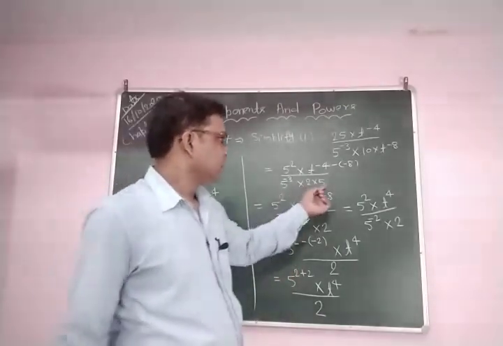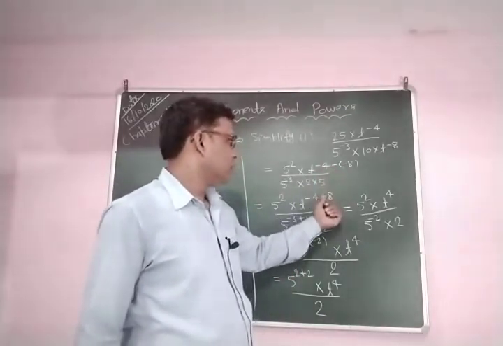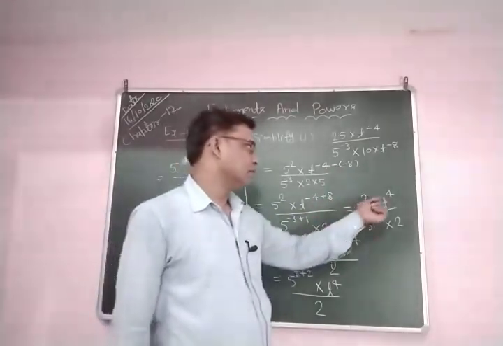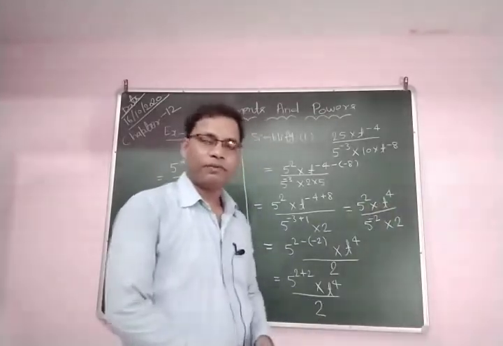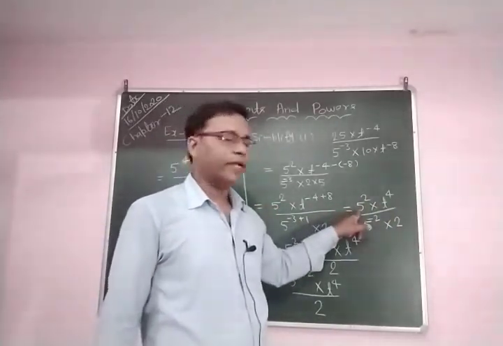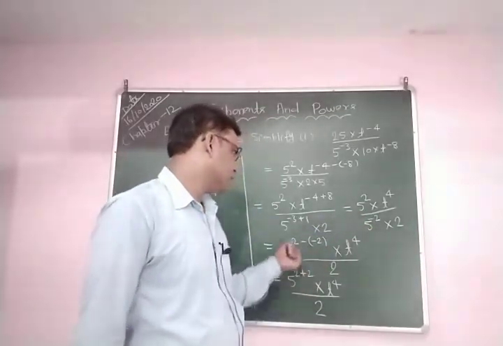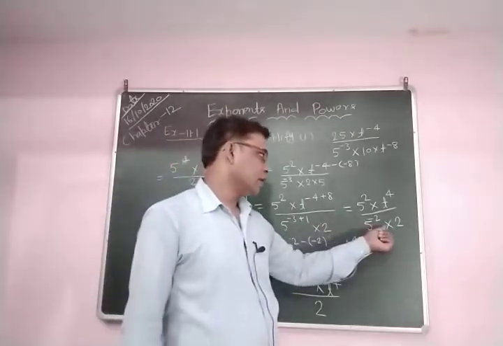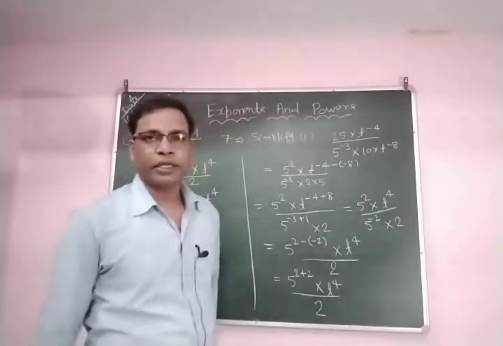And here you can see minus 4 plus 8. Minus 4 plus 8, this becomes plus 4. So we have t power of 4 now. And we write here 5 power 2 as it is, and divide by, here you can see 5 power minus 3 plus 1. It becomes minus 2. Into 2 we write as it is. Clear now?